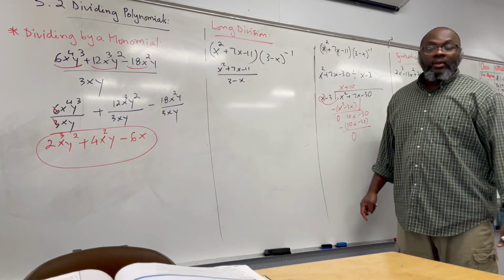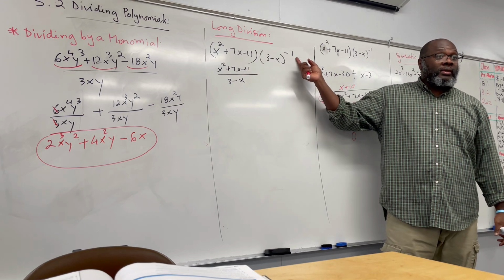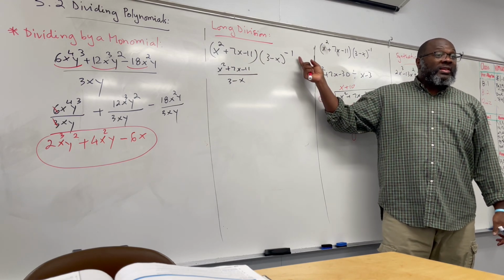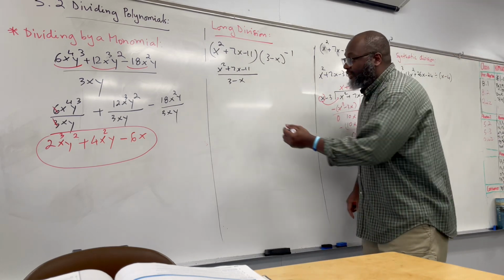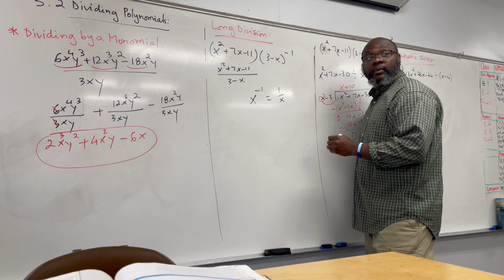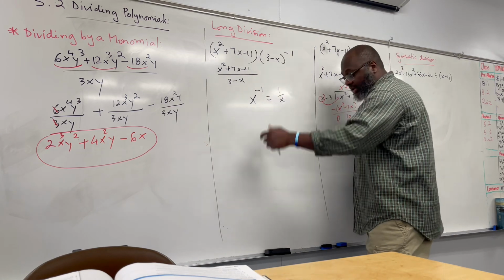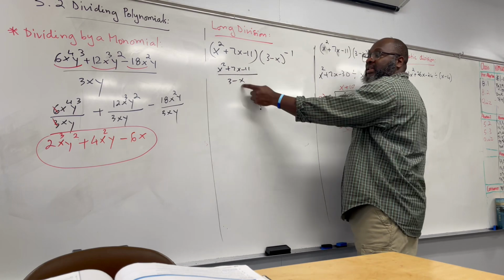Why did you know it? Because this is raised to the negative 1, right? It's in our order. When it's raised to the negative 1, that means you flip it, right? If I have x to the negative 1, it is 1 over x. Oh, okay, that makes sense. So that would flip it. Same thing we did here, right? That makes sense. And now we're going to divide this into this.